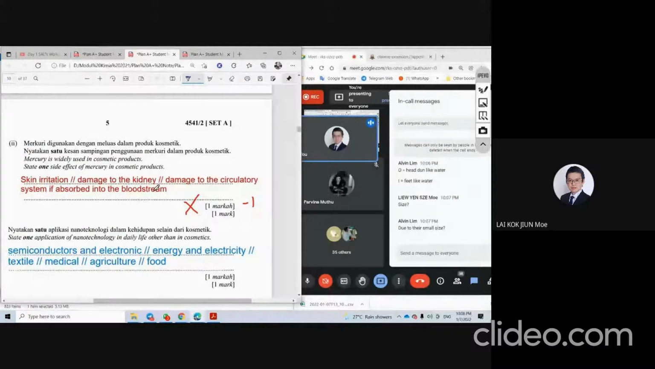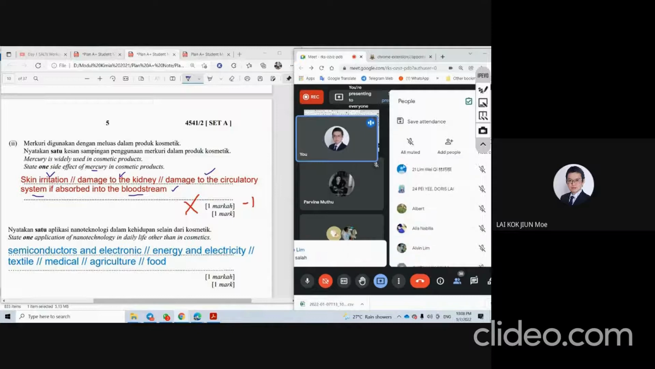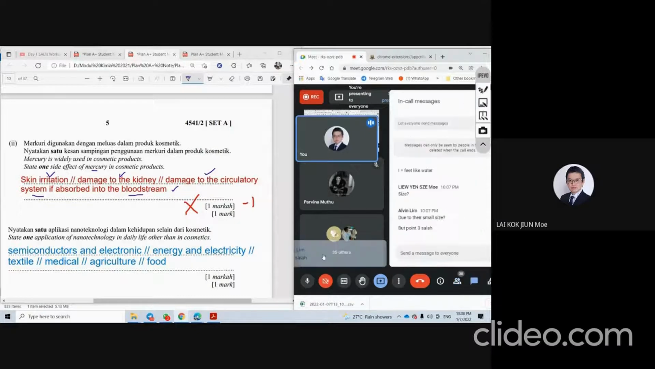Why is it wrong? Which one is wrong? Skin irritation. Mercury is very toxic, can damage the kidney and damage the circulatory system if absorbed in the bloodstream. Good. Is there anything wrong? How about Chloe, Doris, Chiao, Weiqi, Albert, Alia, Alvin? Point 3 is wrong. Why is it wrong?